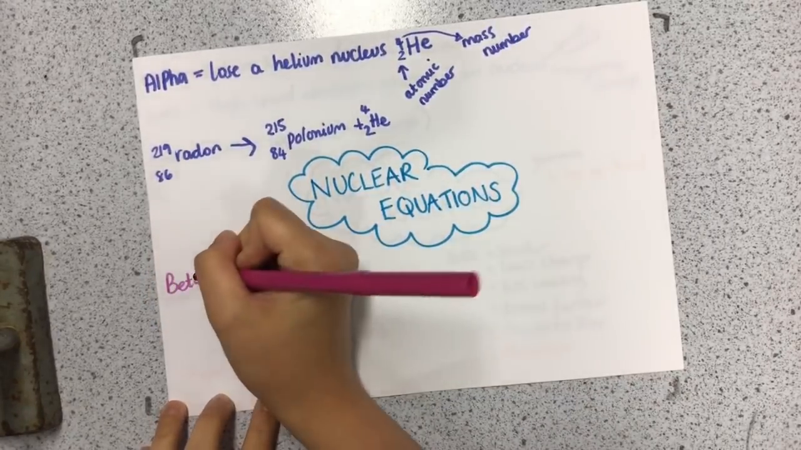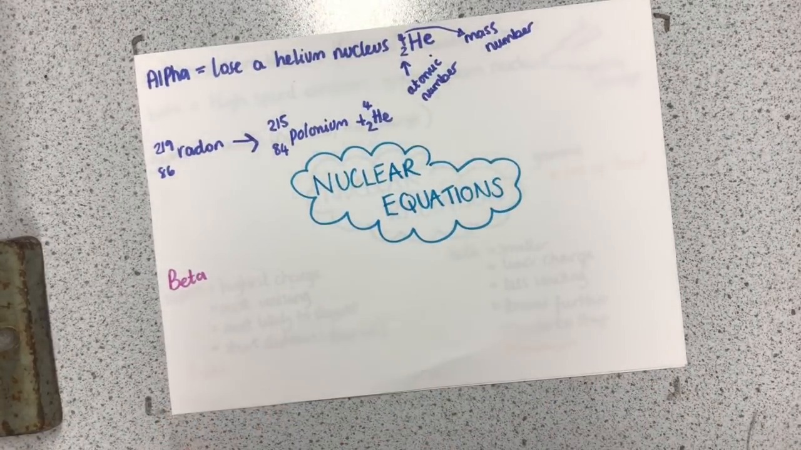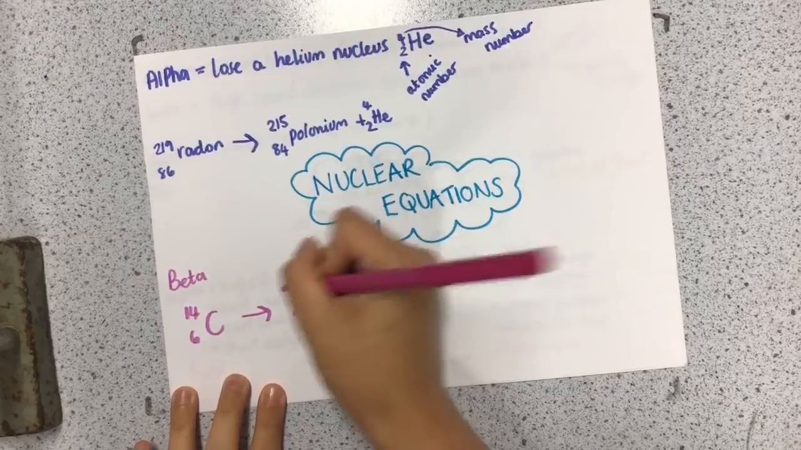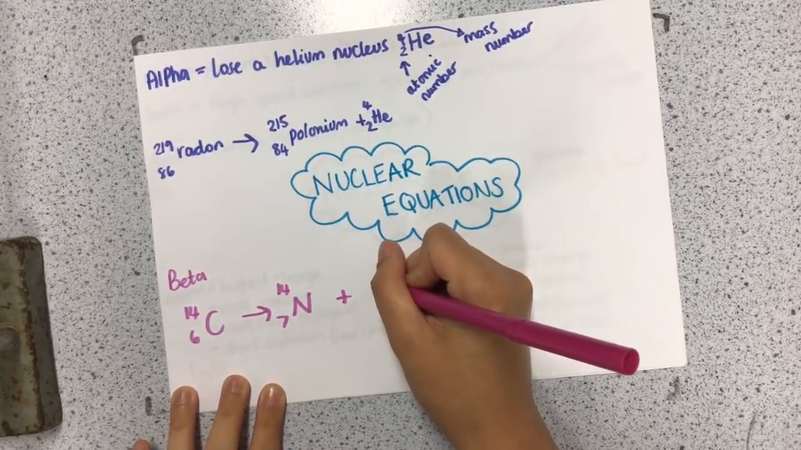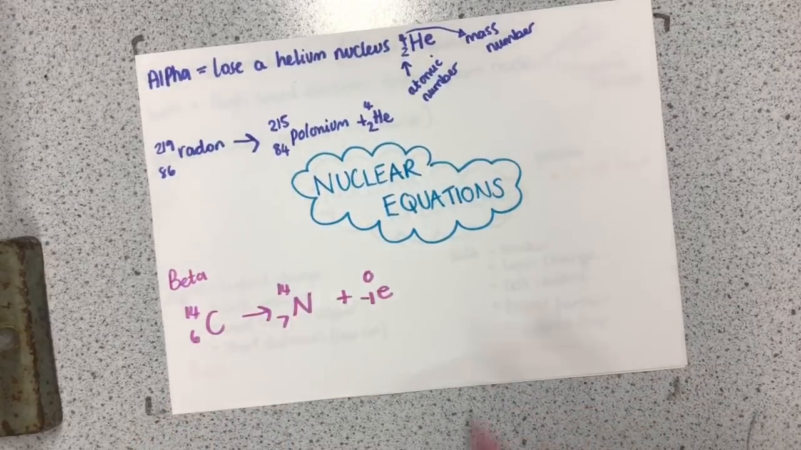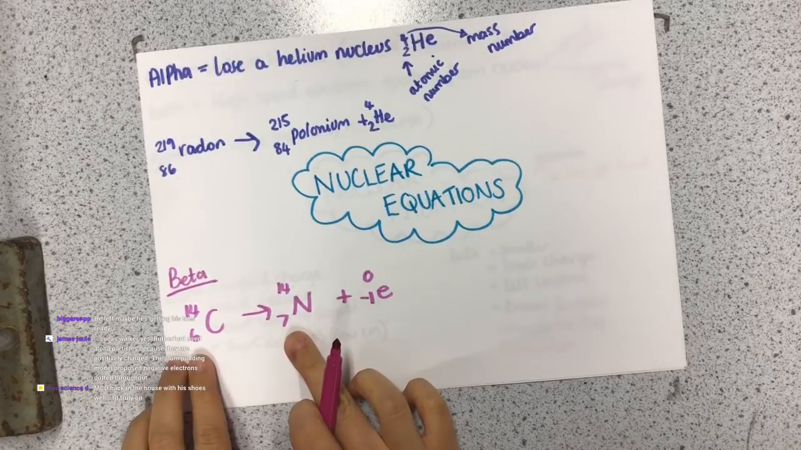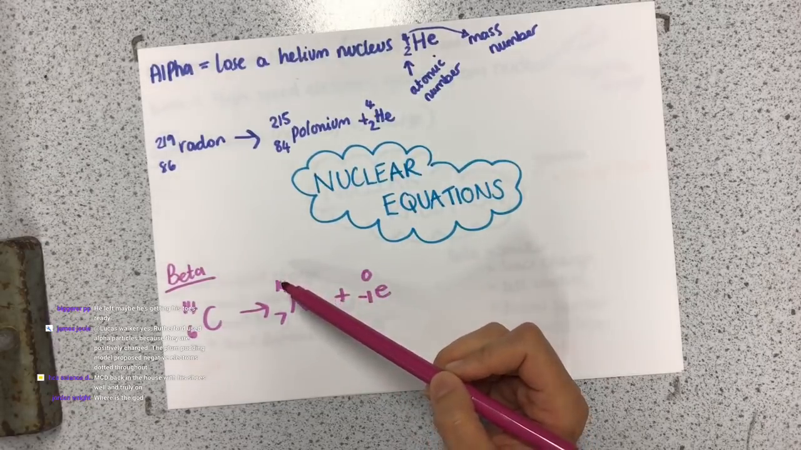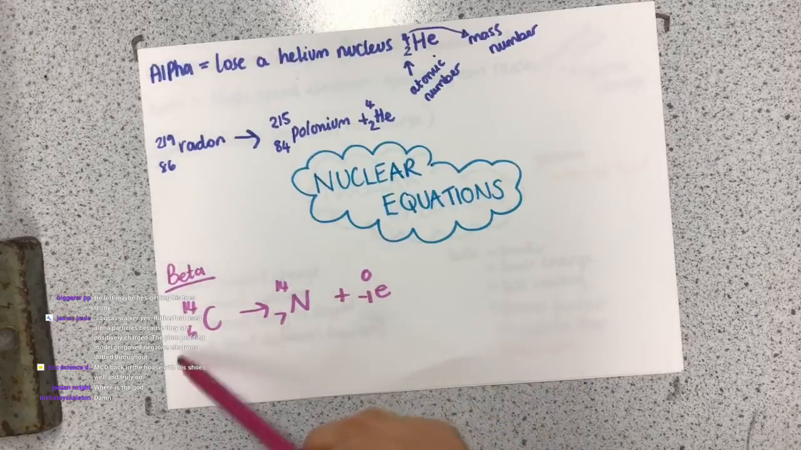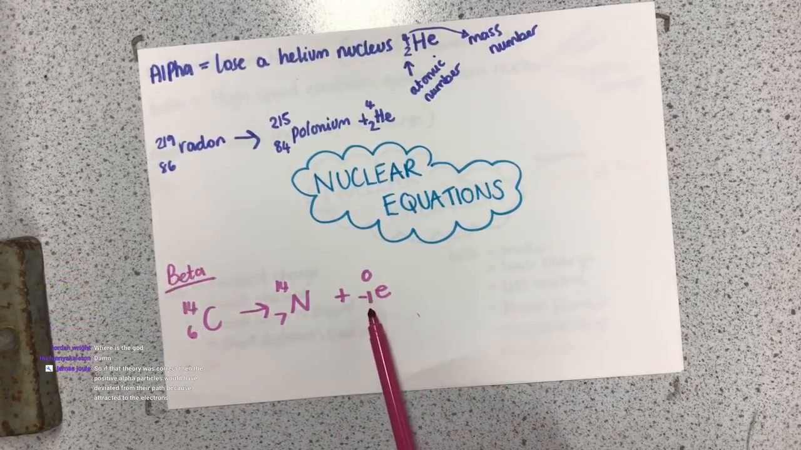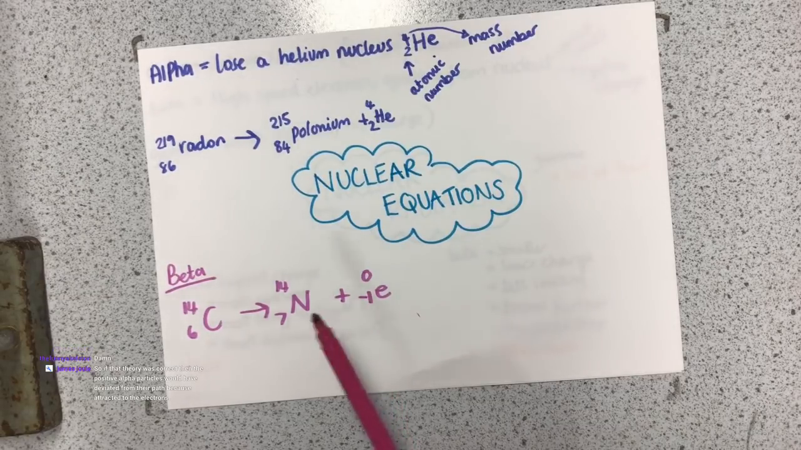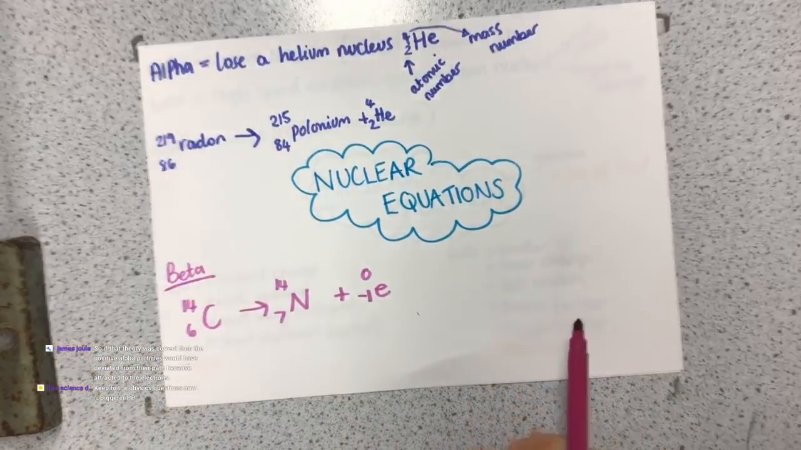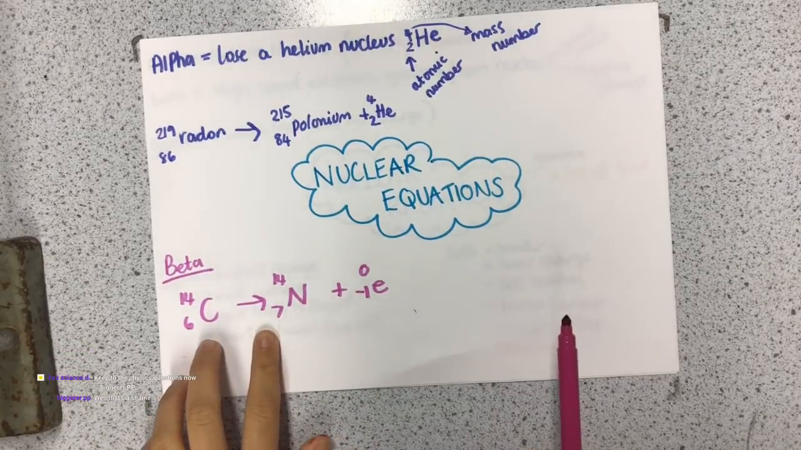Beta is where, I'll show you an example first to make it easier. So we've got carbon, 14 and 6, turns to nitrogen, 14 and 7, plus an electron. So how to recognise if it's beta? The atomic number goes up by 1, but the mass number stays the same. So what happens is a neutron from the nucleus turns into a proton, so that's why the atomic number goes up by 1, and emits an electron. Remember, a beta is when you've got a high-speed electron emitted from the nucleus. So nice easy way to work it out. If both numbers are changing, you've got alpha. If it's just the bottom number that's changing, you've got beta.